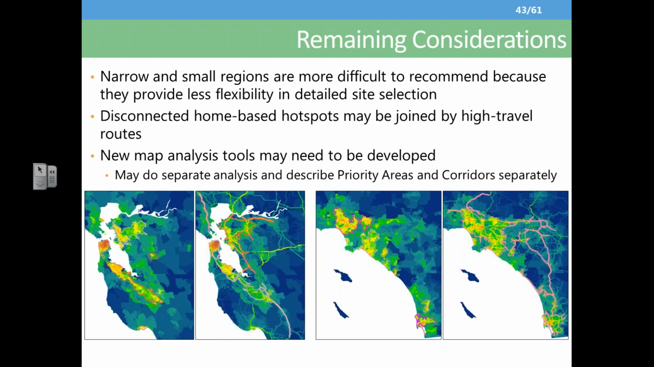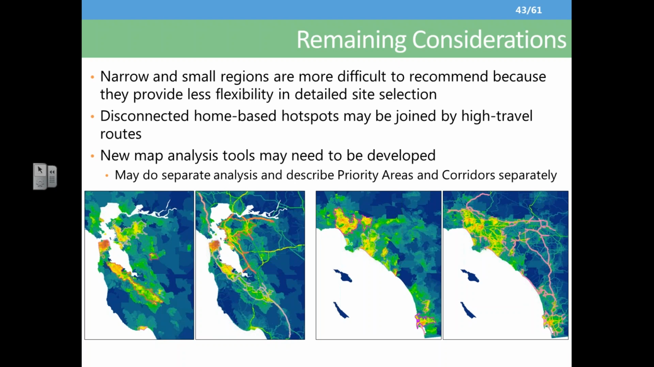We also do have the effect where disconnected home-based hotspots end up becoming joined by these high travel routes. So let's look at the LA/OC, San Diego pair on the right. In the second from the right figure, you can see there's 1, 2, 3, 4, 5, 6, 7, 8, 9 different priority areas, and they're all disconnected. If we start to include traffic, all 9 of those actually get connected together into one giant priority area recommendation, and that's not entirely informative on its own. So we do need to find some way to strike the balance: if we do include the traffic information, we still want to have these pockets for priority areas, versus them just happening to be connected because of the high traffic areas.